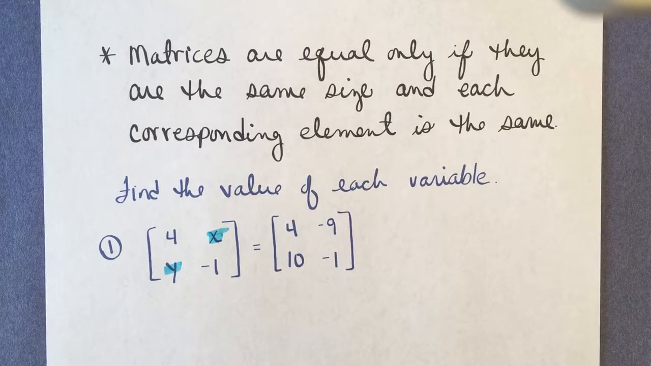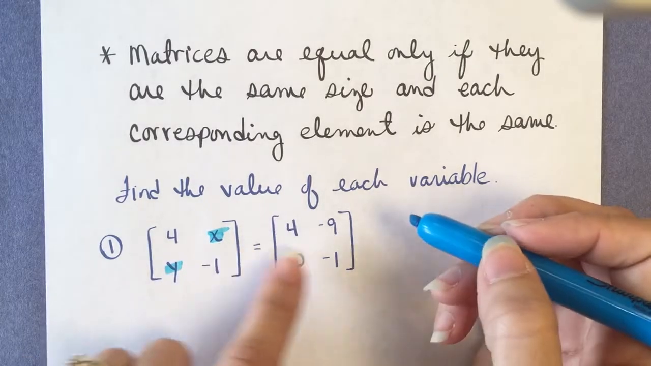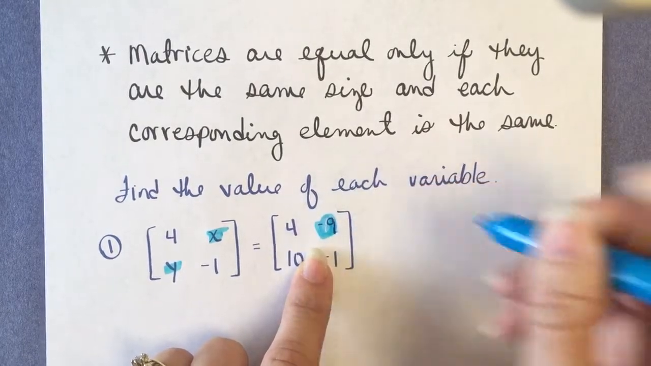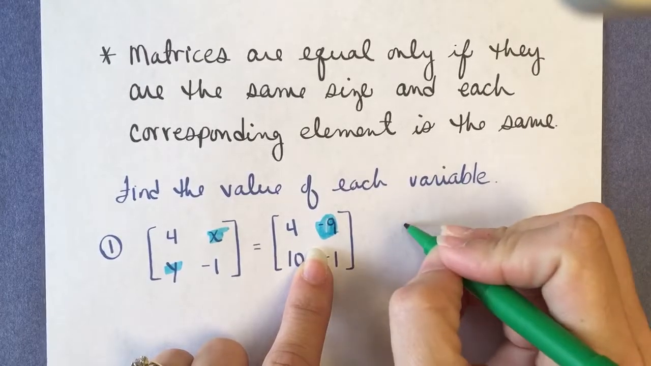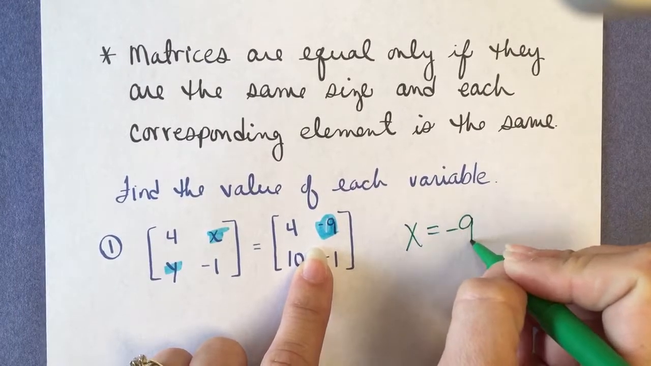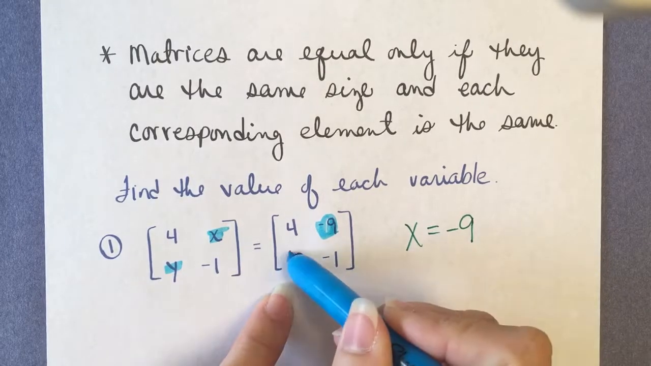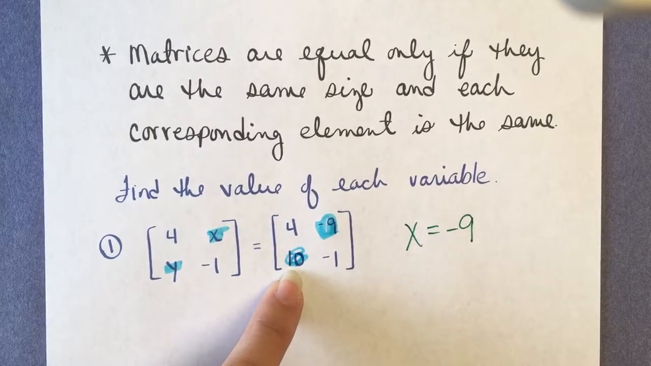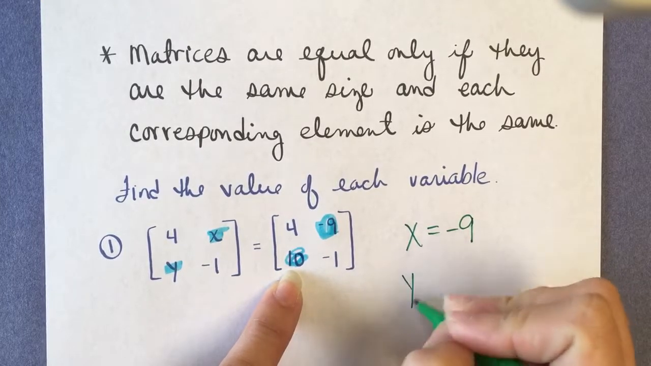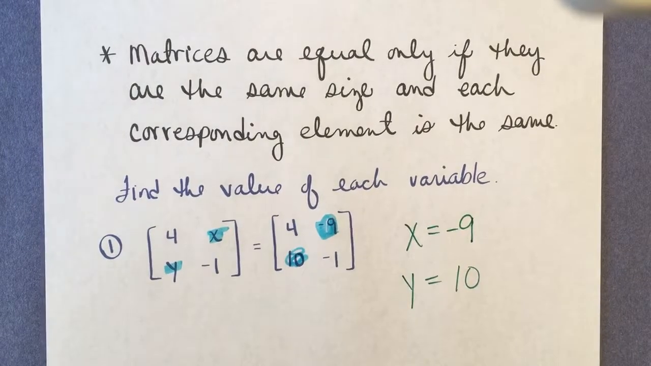Now, what I have in the same position here as the x in this matrix is the -9. So that would tell me that x has to be equal to -9. Because again, you're told that the matrices are equal, those numbers have to be the same. Okay, so then if you look at your y, of course, here's your y. The 10 is the number that's in that position, so that would tell you then that y has to be equal to 10. Okay? All right, one more of those.